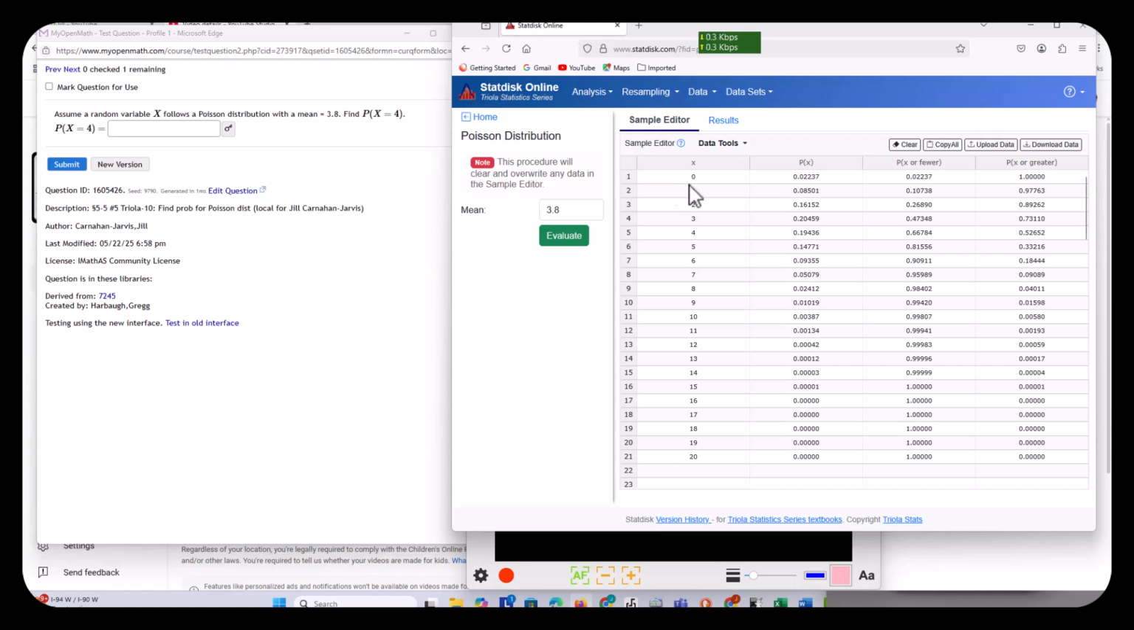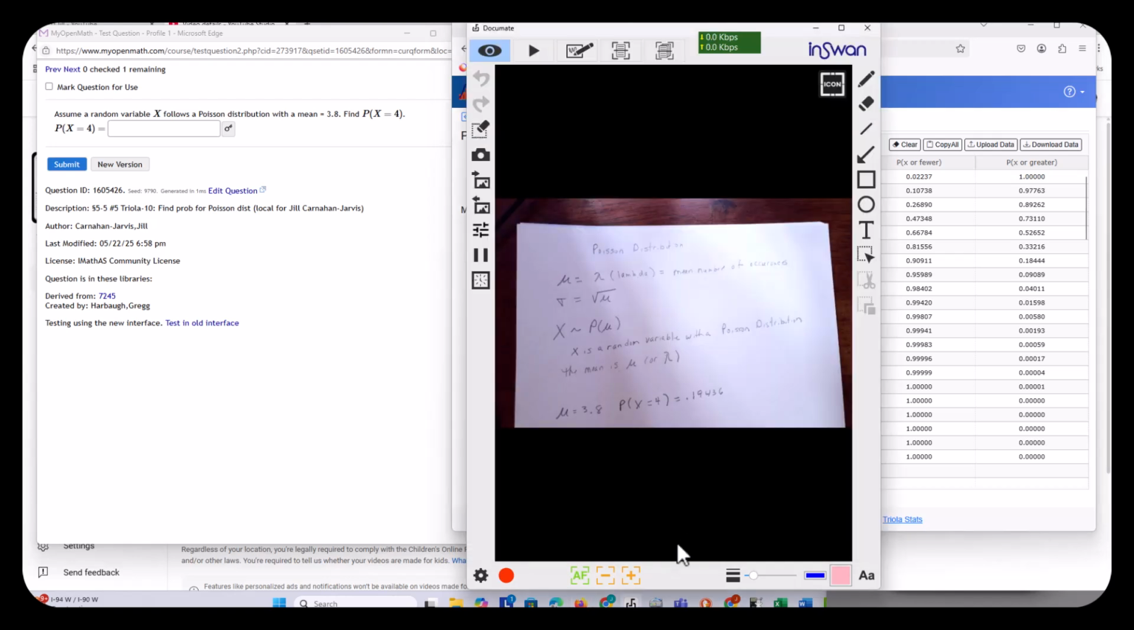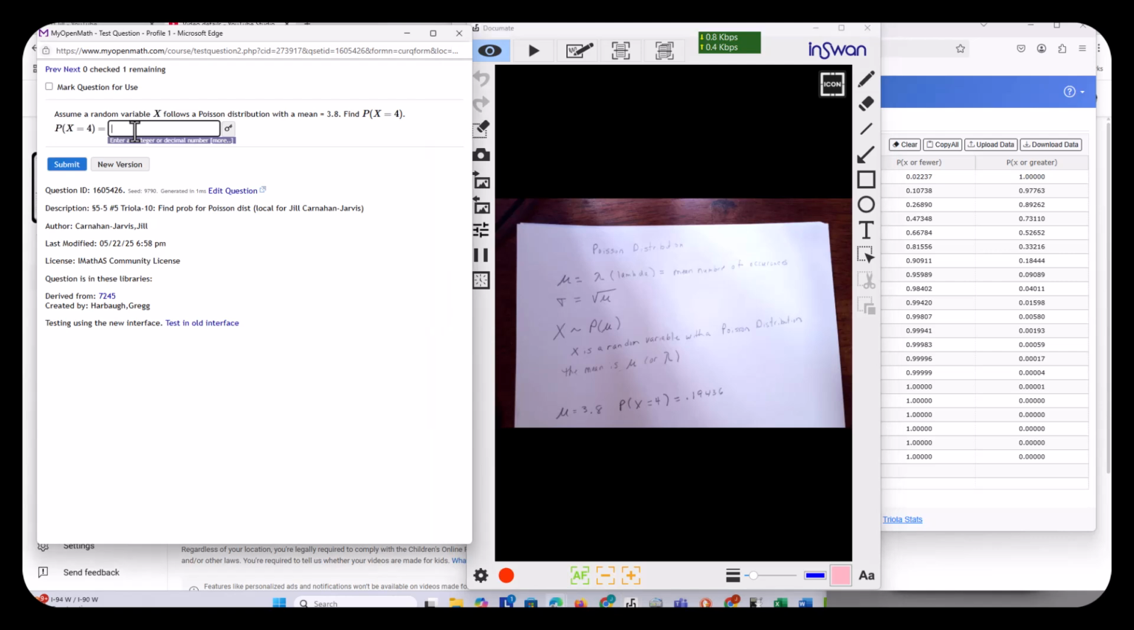So again, don't confuse your row numbers with the actual x value. So 0.19436. Let's see if it does 4 places. 0.1944. And I might have to go in there and fix this.